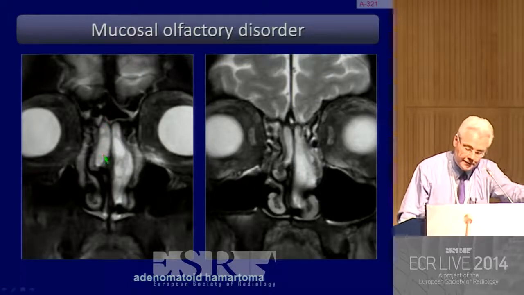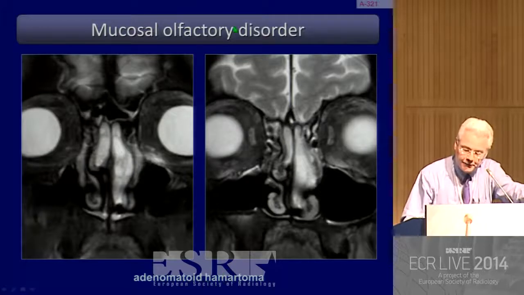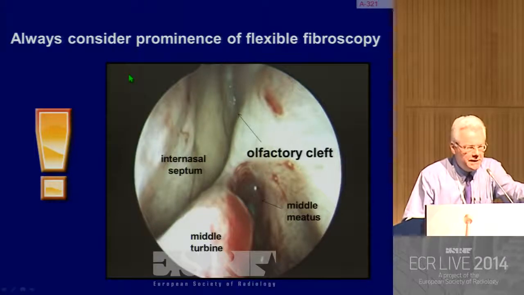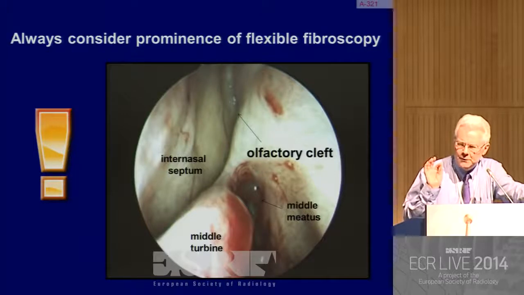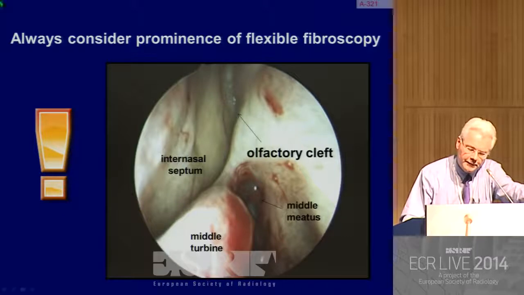In some conditions, it's very caricatural, it's very extensive, like in this case of adenomatoid hamartoma. In other conditions, I think we must be careful when interpreting small mucus deposits on the olfactory cleft, and we always need to consider that the physician, by making a flexible endoscopy, has the last word.